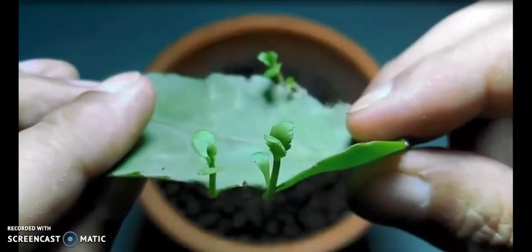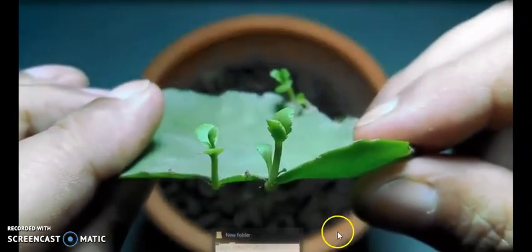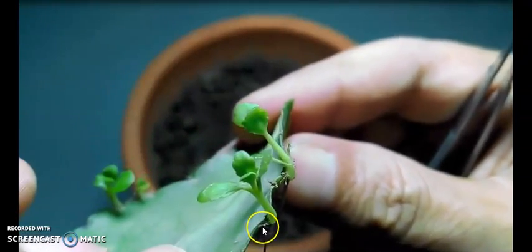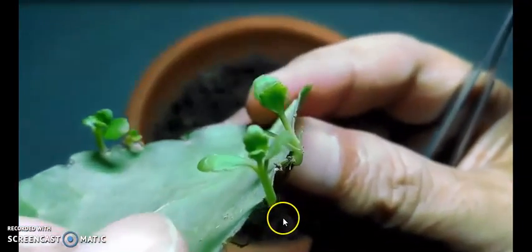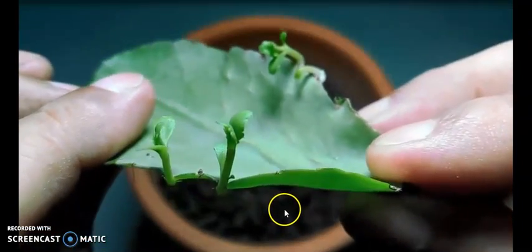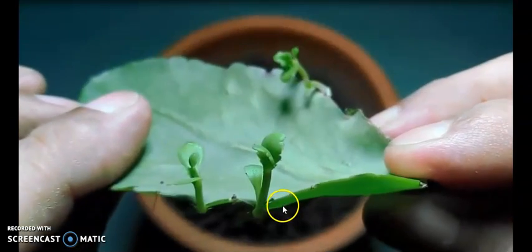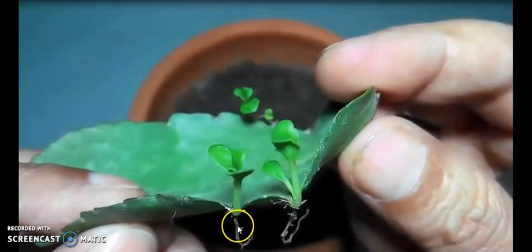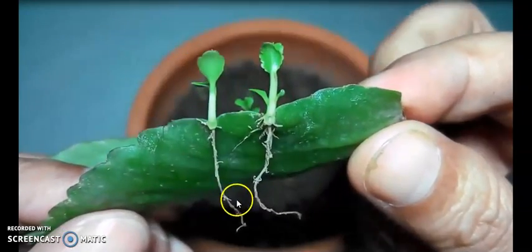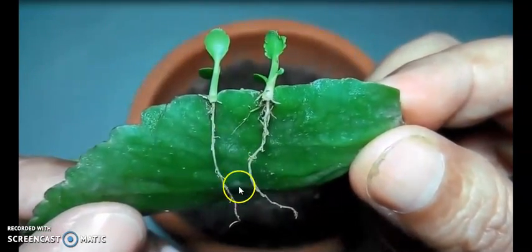Can you see this? At the back of it, you can see the tiny thread-like structures which are called roots. So these are the roots, right? This is how bryophyllum grows a new plant through the leaves.